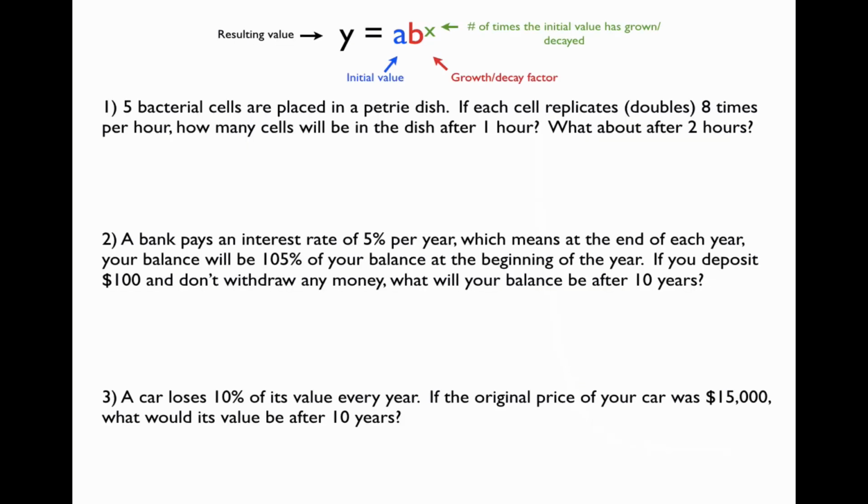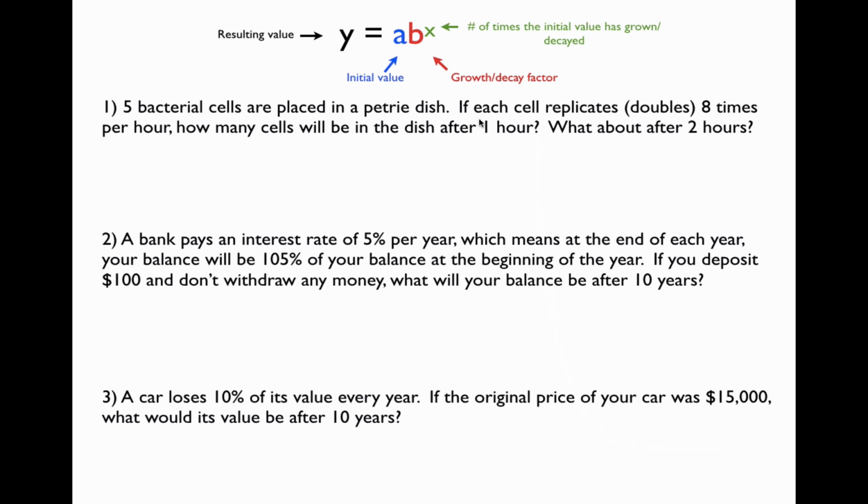All right, let's use the function to solve some real-world problems. So number 1, let's say we had 5 bacterial cells and they're placed in a petri dish. If each cell replicates or doubles 8 times per hour, how many cells would be in the dish after 1 hour? What about after 2 hours? So there's 2 questions here.